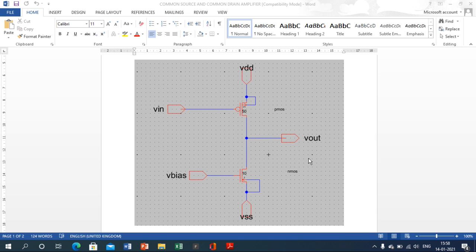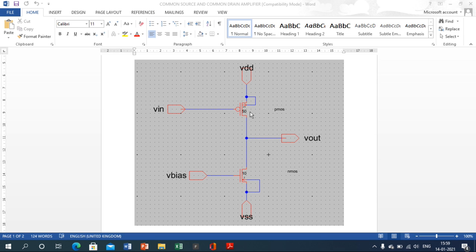As I said, an amplifier means it will amplify the weaker signals. Here Vin is the input, Vbias is the biasing voltage, and we are using two components here, one is PMOS and one is NMOS. The PMOS and NMOS which we use here are 4-terminal devices, so it has 4 ports. If I concentrate on the PMOS, the gate terminal is connected to the input, the drain terminal is connected to the supply, and the source terminal is connected to the output.